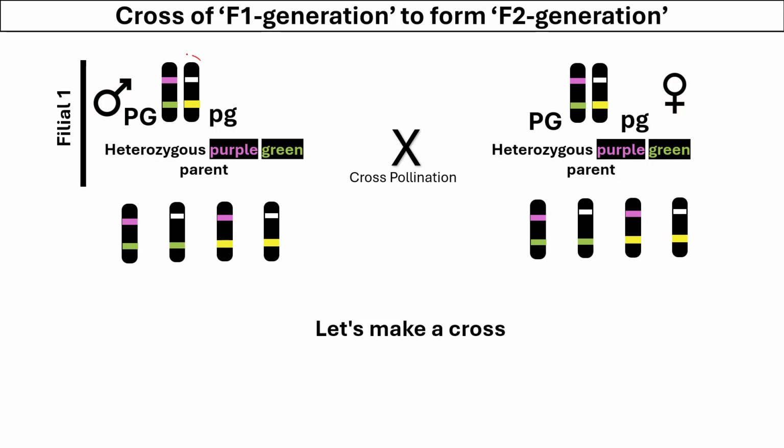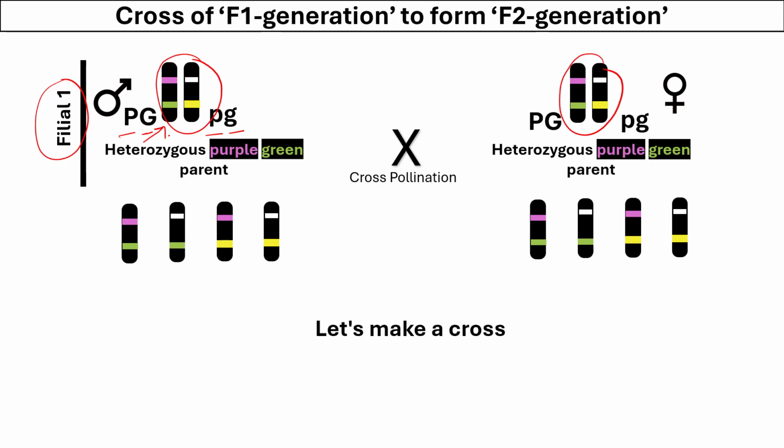Now this generation was the filial generation that we got in the last cross. Here is the generation that we got in the last cross. In one of the chromosomes it has capital P, capital G, and on the other chromosome it has small g and small p. But it can also be the other way around. We are just representing them on the different chromosome pair.